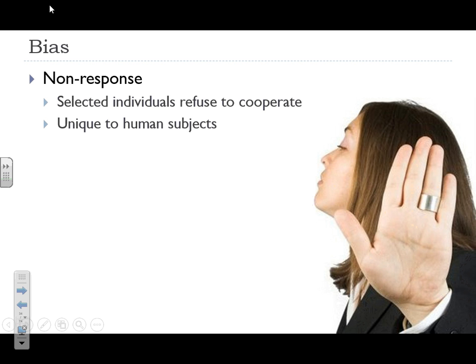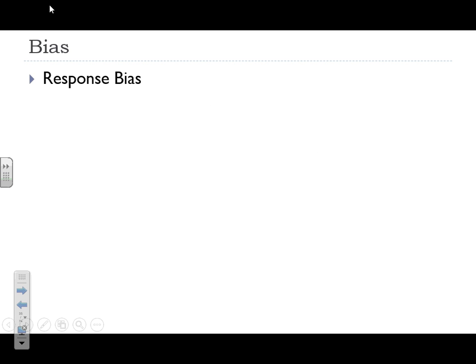Now, if we're only missing a couple people from a sample, that's not going to affect our overall findings much. But if we're missing 30, 40, 50% of our sample, now we might start having some issues. Does that make sense? So when we're looking at non-response, it's not because a couple people didn't answer, it's because lots and lots of people didn't answer.